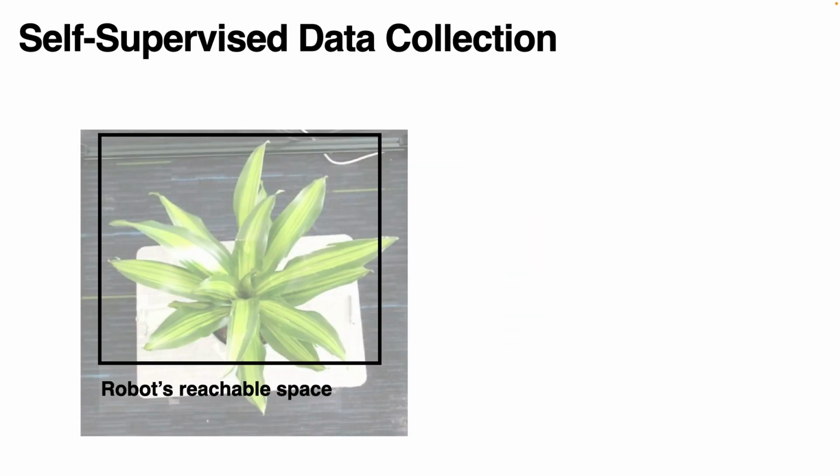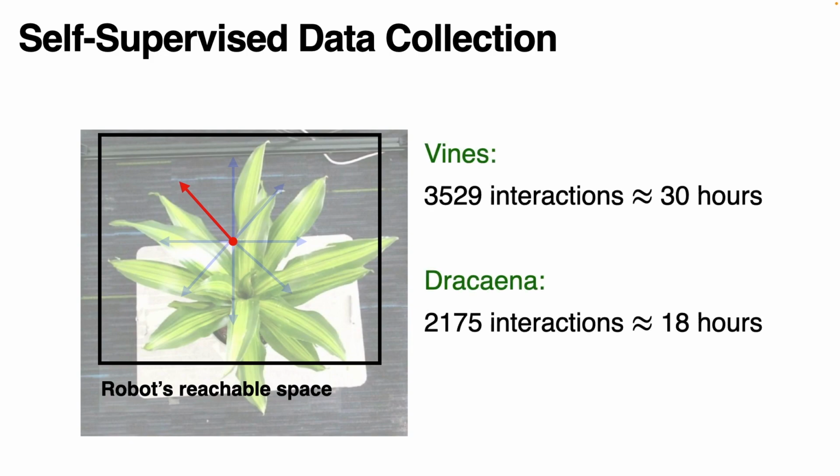For data collection, we sample a location in the robot's reachable space. Then we sample a push direction from the possible angles. After executing the random action, we can compute the ground truth area revealed to train the network. We collected around 3,500 interactions for vines and 2,100 interactions for Dracaena.